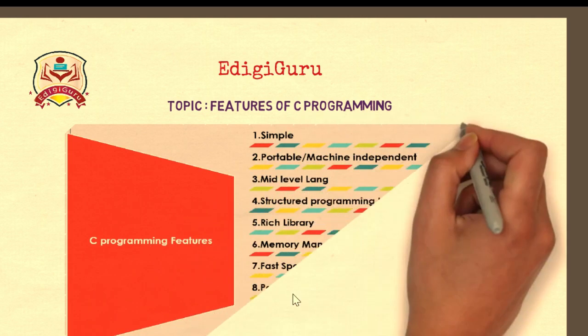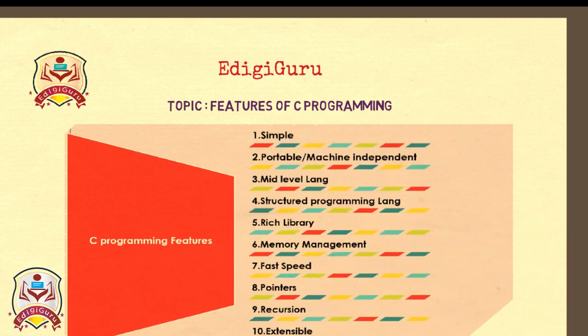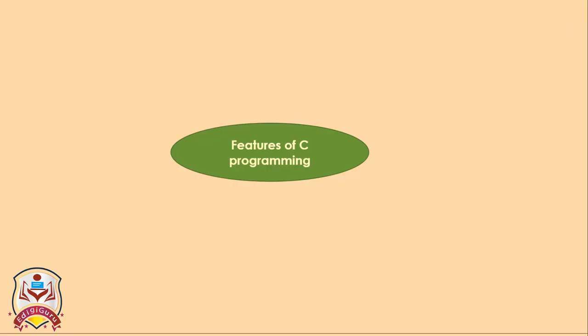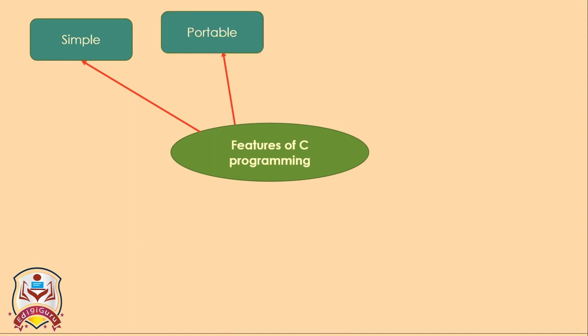This figure illustrates the most important features of C programming. We will see this. The first and most important feature of C programming is simple. C language is a simple language because of its syntax, which is easy to understand, and it follows the structured approach. The second important feature of C language is that it is a portable language.